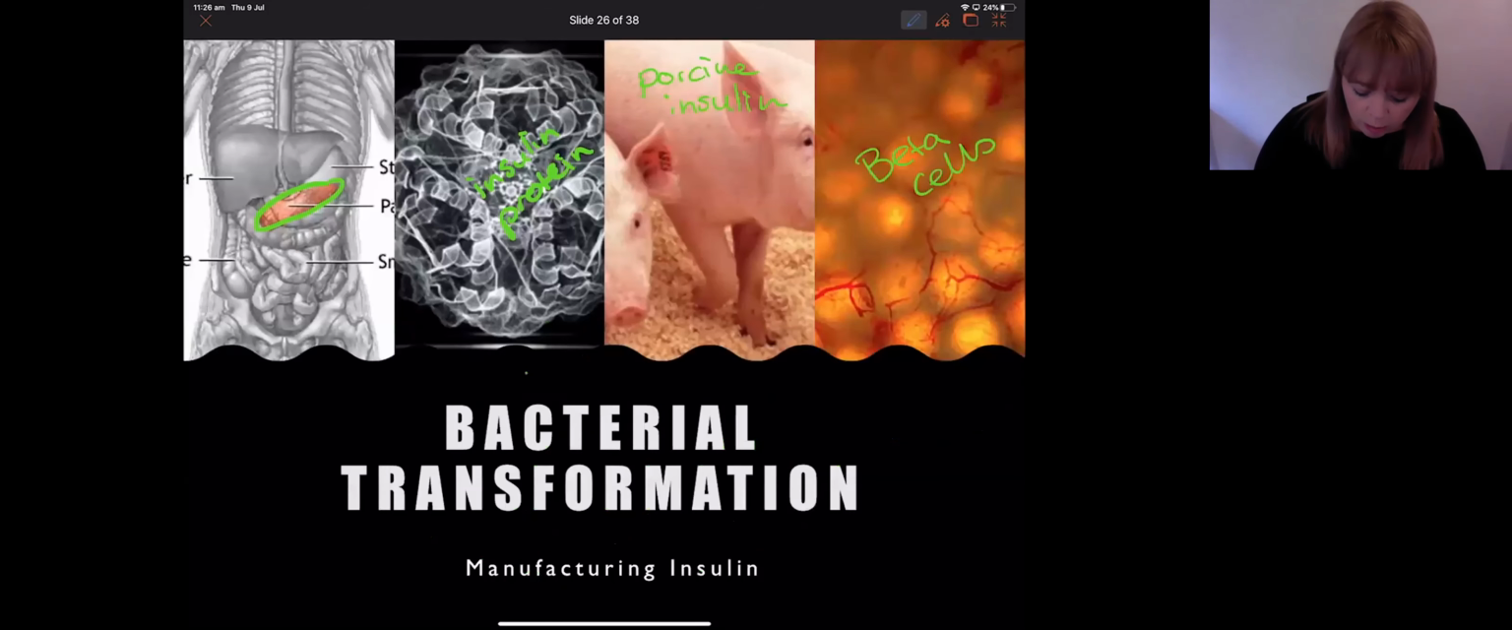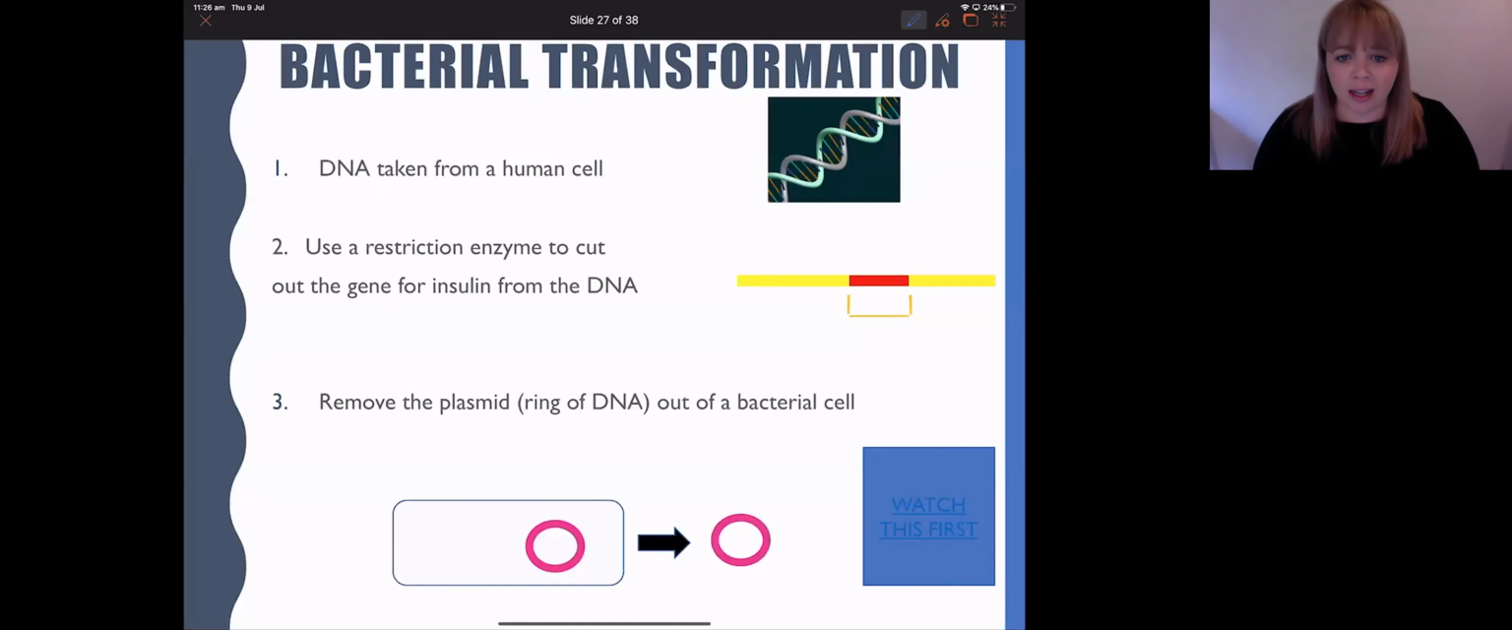So, what are we going to do with this? First thing is we've got to figure out what we're going to transform the bacteria to do. So in the case of insulin production, we're going to take out the DNA from a human cell. This is the DNA that contains the insulin gene.